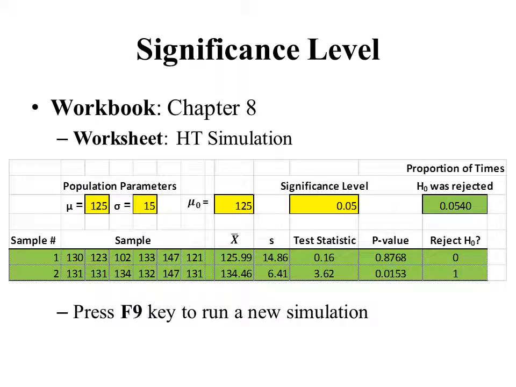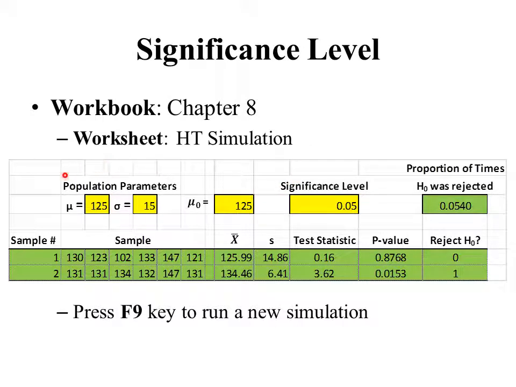Okay. So the question is, what is the probability of a type 1 error, and how does that relate to the significance level? Well, to try to answer that question, let's look at the workbook chapter 8 and the worksheet HT simulation, which stands for Hypothesis Testing Simulation.